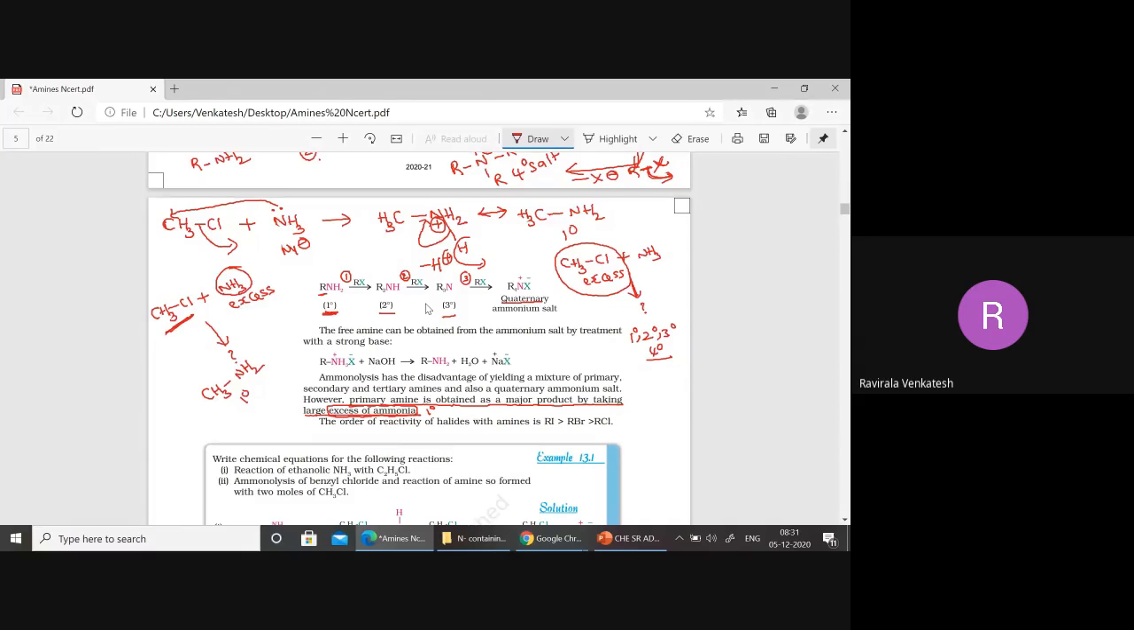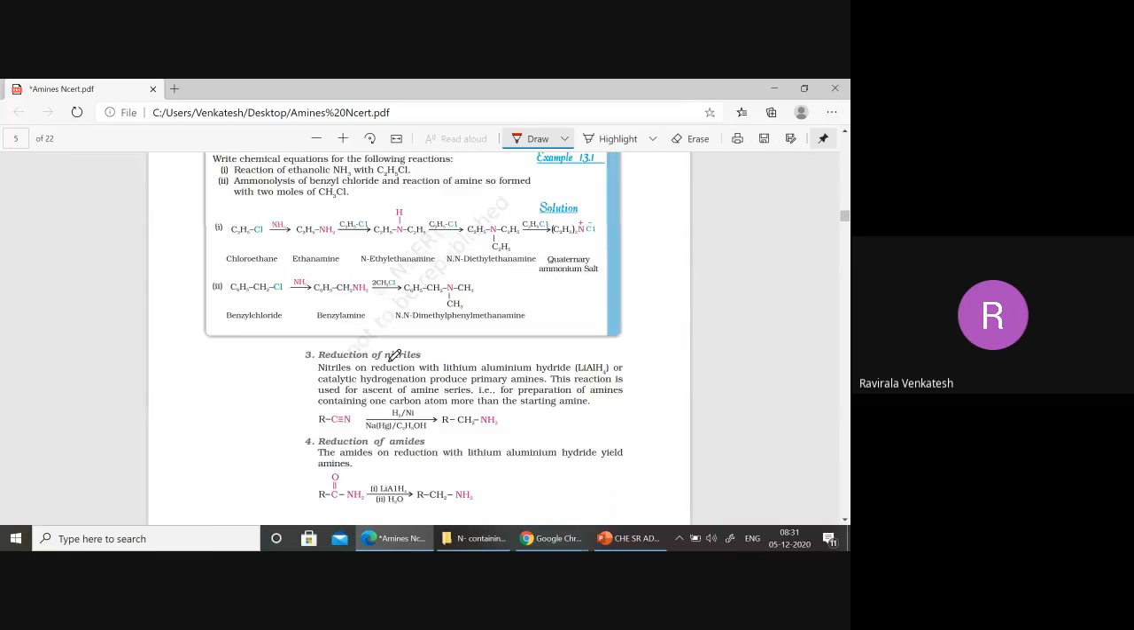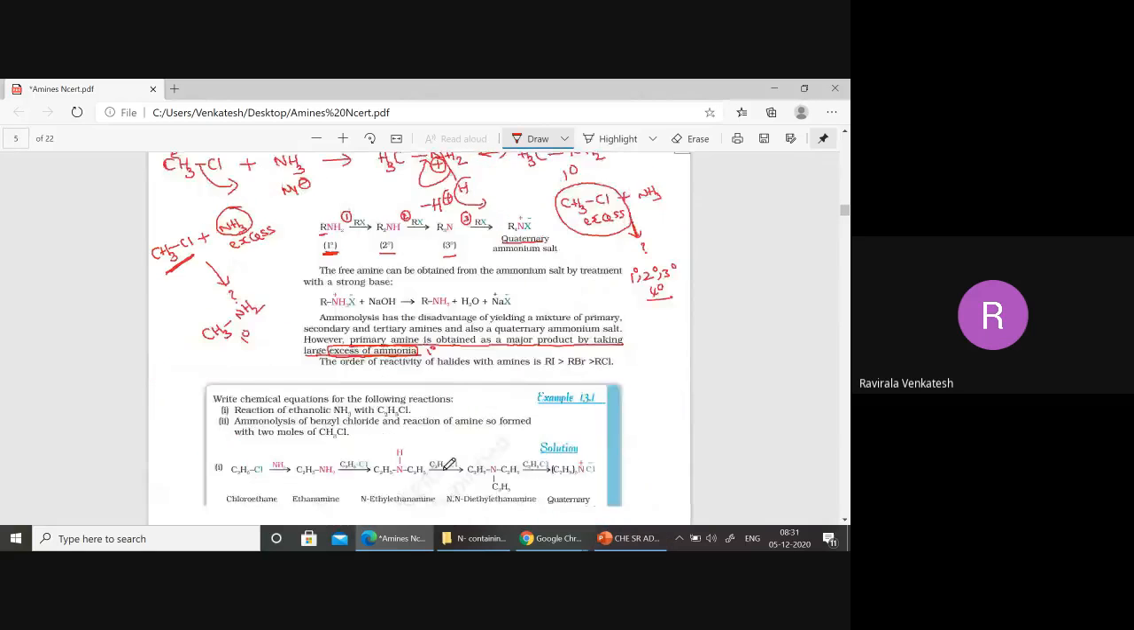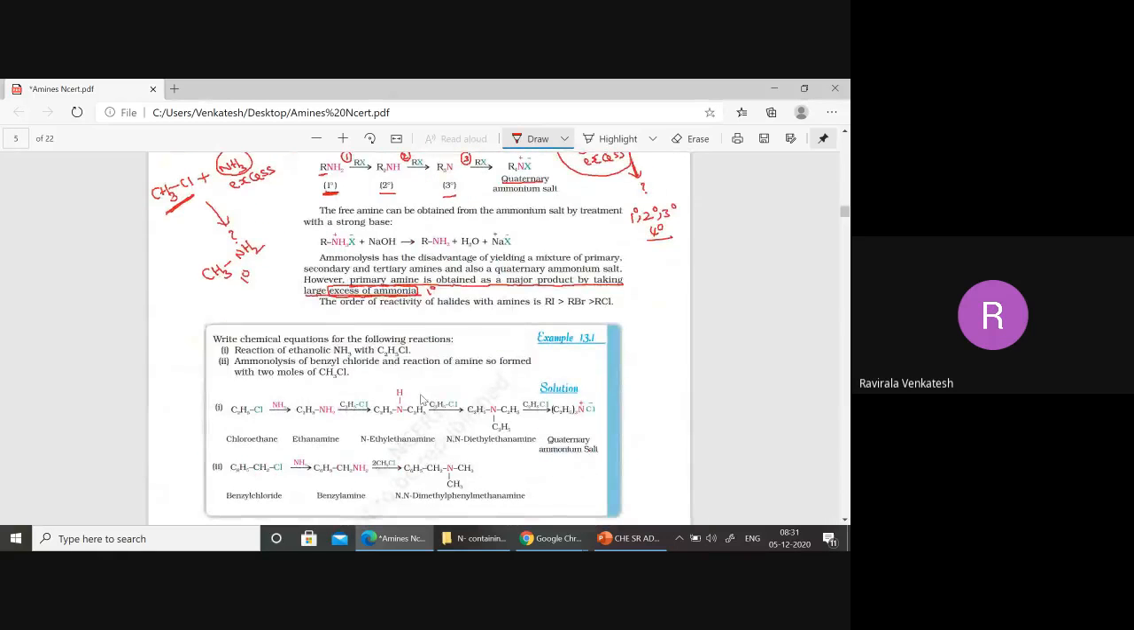Now when you add something, what happens? The HX will be removed. We are adding NaOH. For example, what happens here? RNH2 is produced, but what is the byproduct in this preparation? What is the byproduct you are going to get? Anybody?